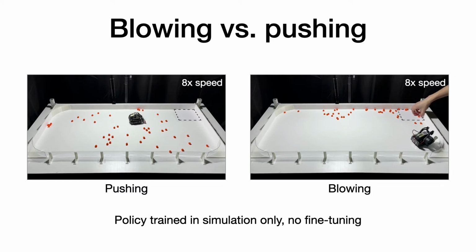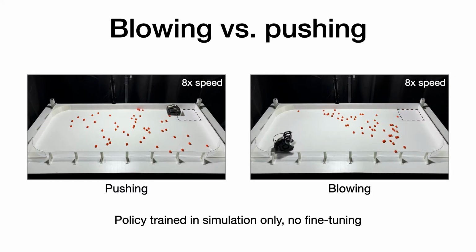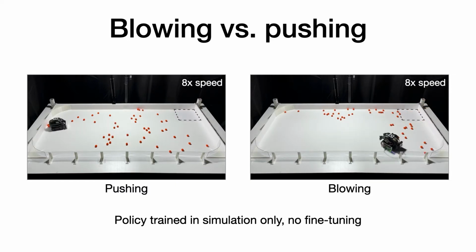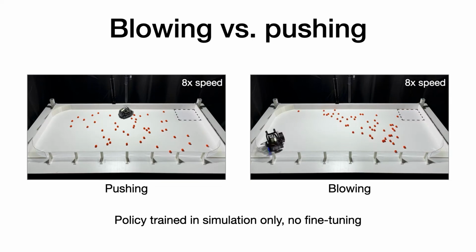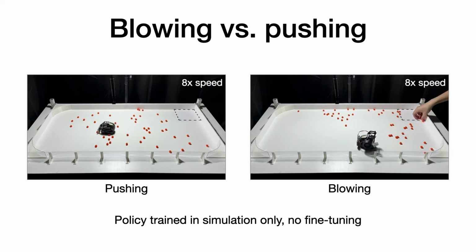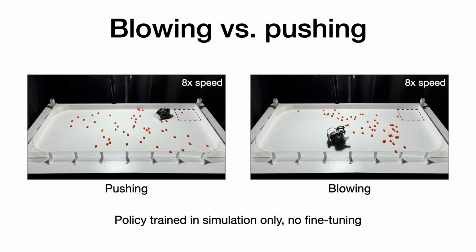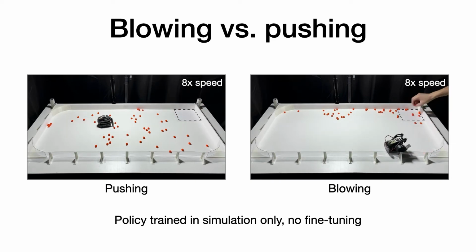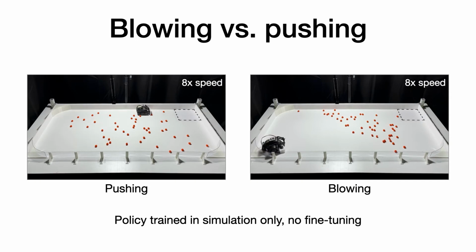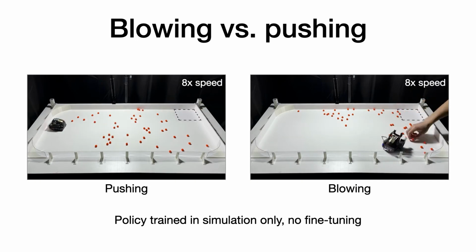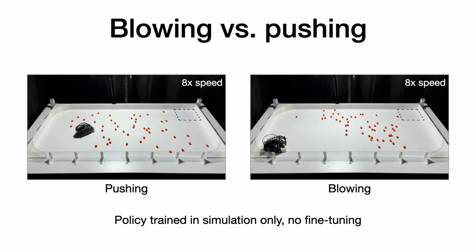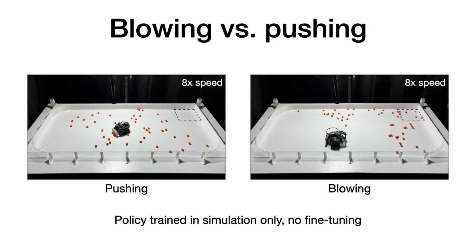For all real-world experiments, we train policies in simulation only and run them directly on real hardware without any fine-tuning. We observed that the aerodynamics of real-world blowing are much more complex than the simple airflow model used in simulation. In spite of this, we find that our simulation-trained policies generalize well to real-world objects.